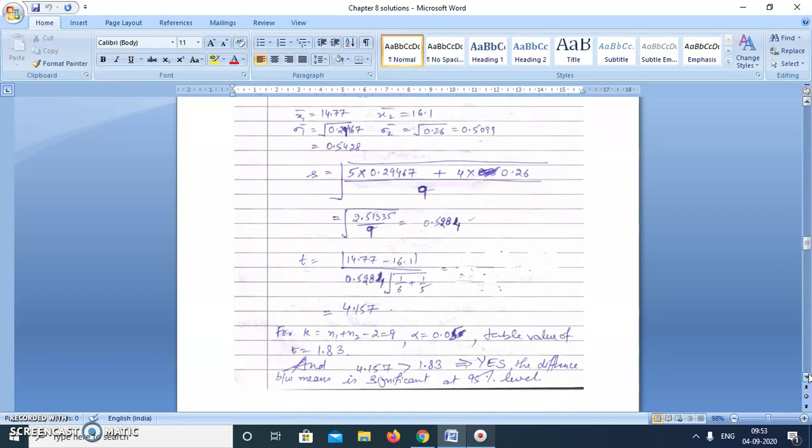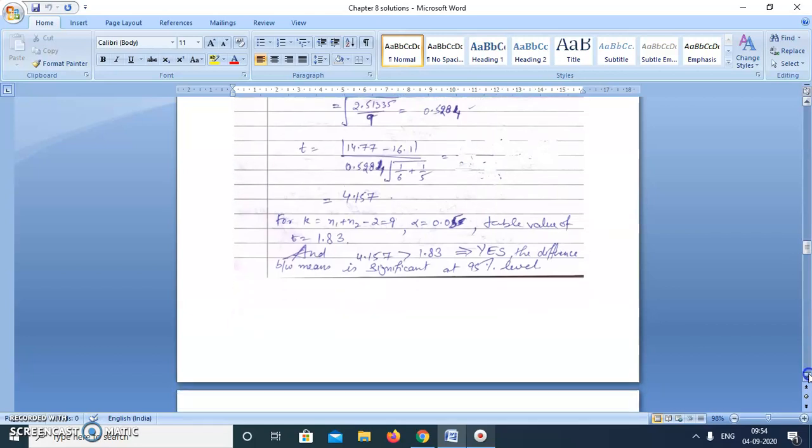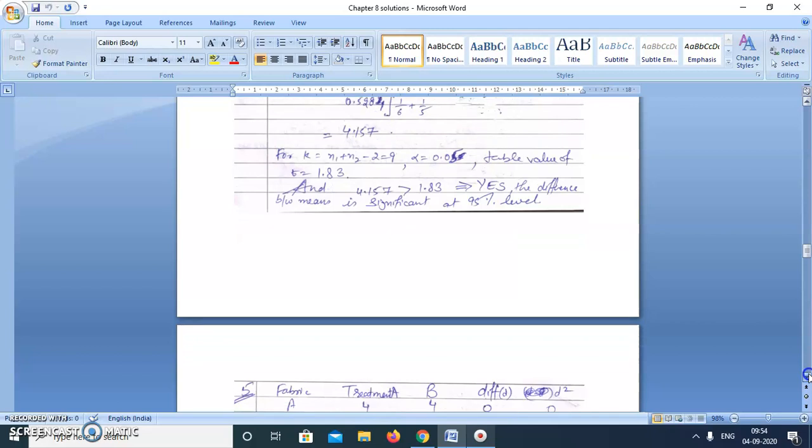The question is, do these results suggest that one yarn is significantly more extensible than the other? So we are interested in one side, more extensible. So we'll go for single tail test, and alpha is 0.05, and we see the table value which is 1.83. Now in this case, calculated value is higher, so the difference between the means is significant at 95% level.